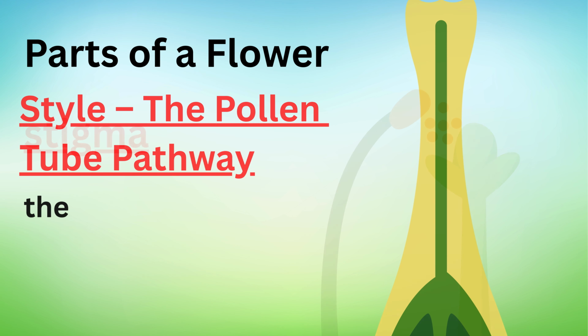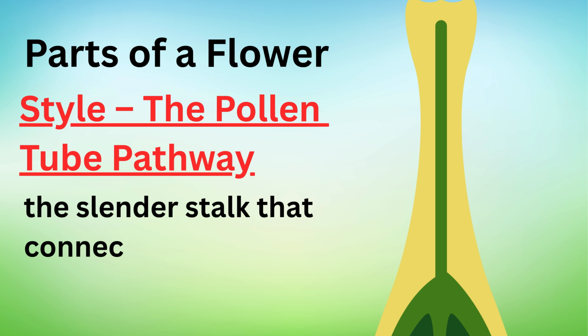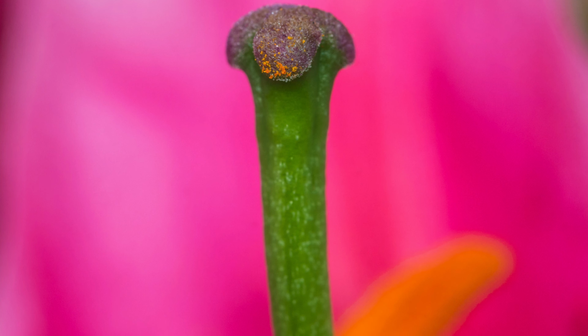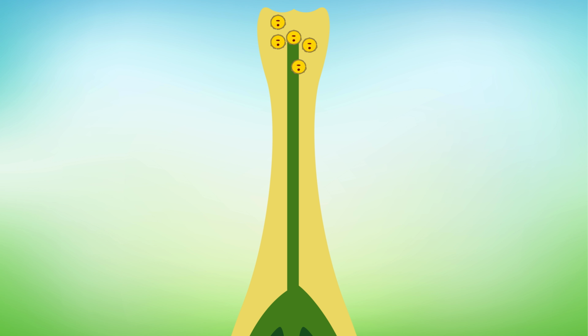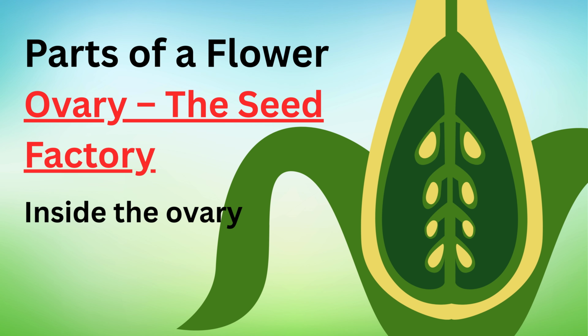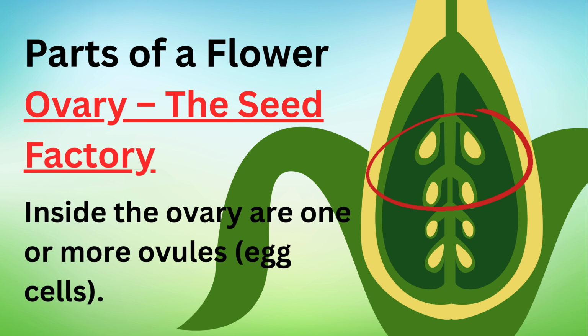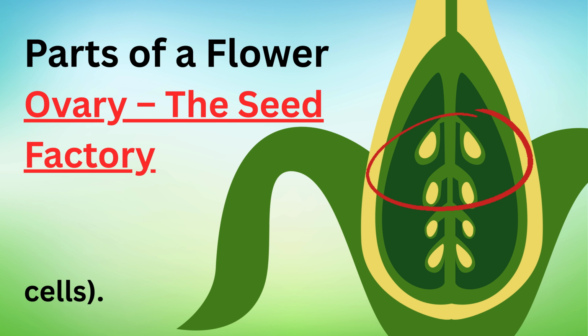In the middle is the style. It is a slender tube that connects the stigma to the ovary. The style holds the stigma up and guides the pollen tube as it grows down toward the ovary. At the base is the ovary. It is a swollen part that contains ovules or egg cells. The ovary protects the ovules until fertilization happens. When pollen finally reaches the ovary, it fertilizes the egg cell inside the ovule.